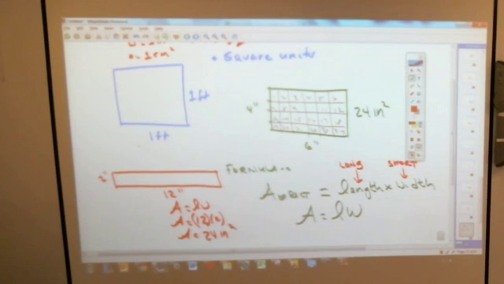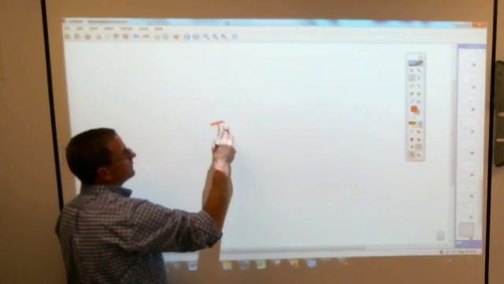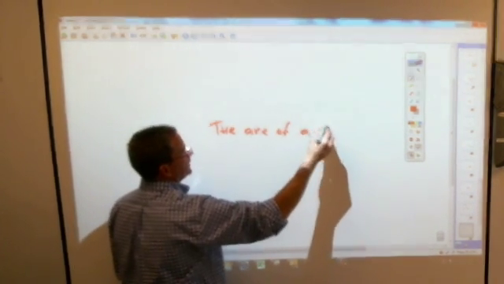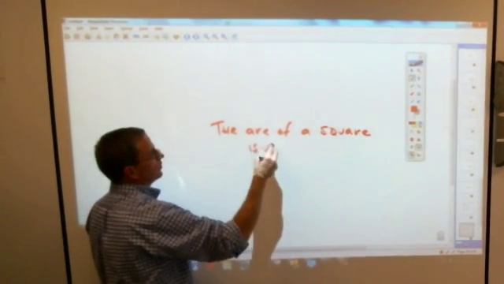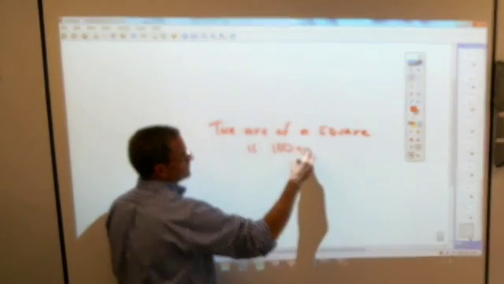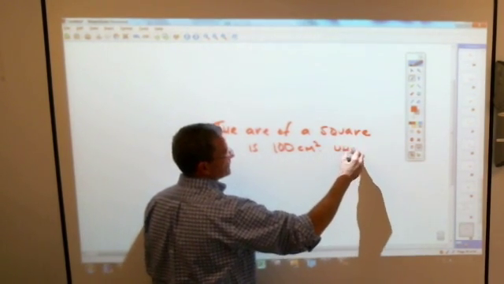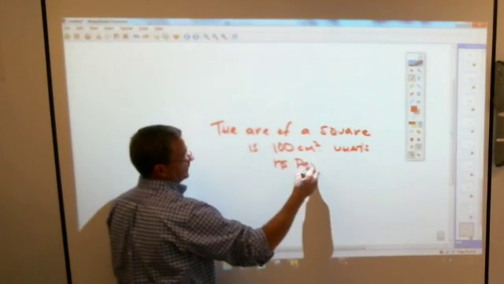What else do you think they ask us? Oh yes, we have to do one of these problems. Write down this example. The area of a square is 100 centimeters squared. What's its perimeter?